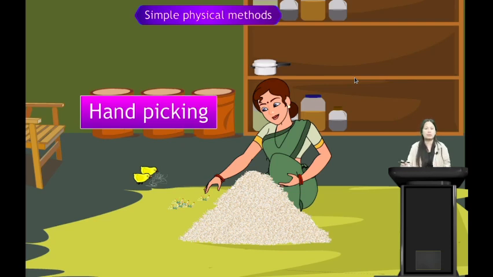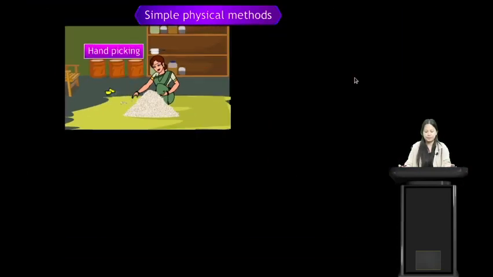Taking the example of the different vegetables that the father brought from the market, we can separate vegetables like potato, tomato, carrots, beans, etc. by hand picking. So hand picking is one simple physical method to separate components of a mixture.